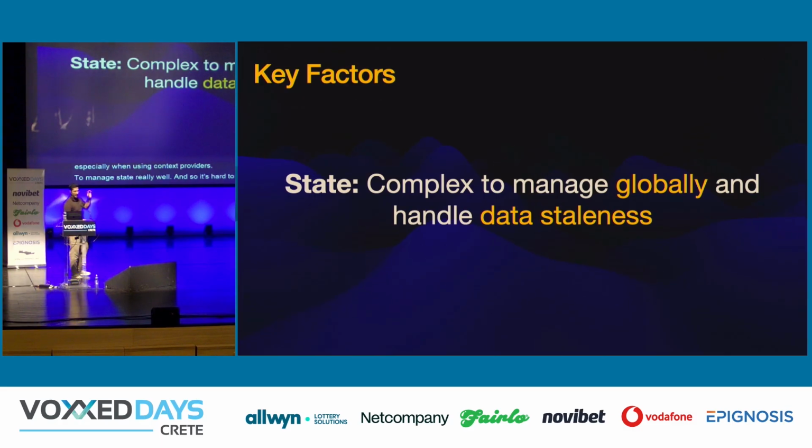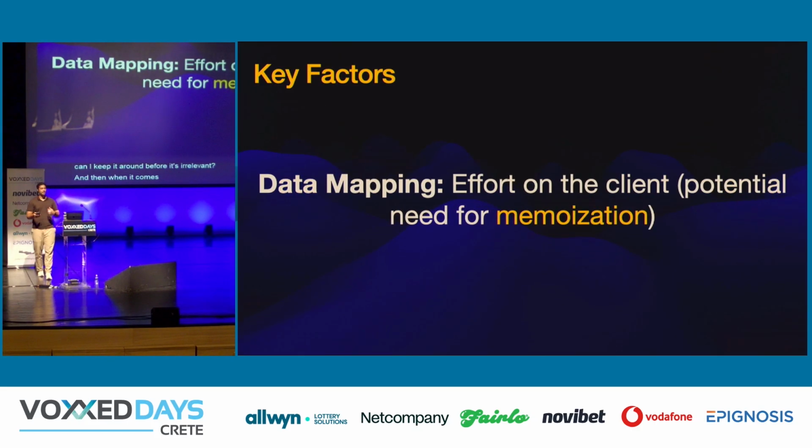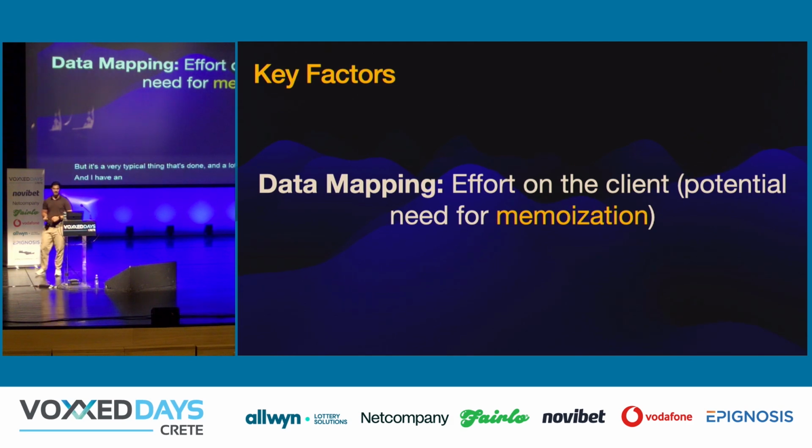Locally, it's not too bad. And then handle that data staleness. When is the data stale? How long can I keep it around before it's irrelevant? And then when it comes to data mapping, we're doing that effort on the client. And what you'll see very typically in React applications is that you'll use a bunch of useMemos and useCallbacks to do this memoization effort, and it's not always necessary. But it's a very typical thing that's done, and a lot of linters recommend it. And I have an entire set of opinions on that I'm not going to get into today.